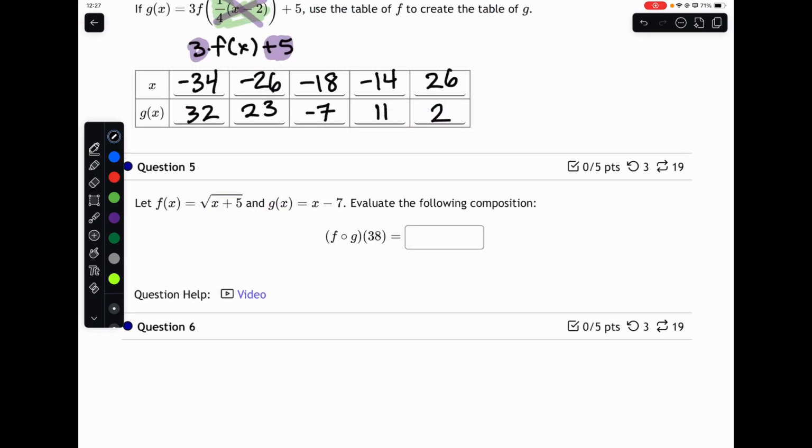Now in example 5, we have two more functions, and we want to evaluate the following composition. So we're not going to plug one into the other. We want to plug in and get an actual numerical value for this. So what this requires us to do is to evaluate f of g specifically at the number 38. So our first thing to do, let me move this over here to the side. Since question number 6 was cut off, let me use the bottom part of the page. So right here, okay?